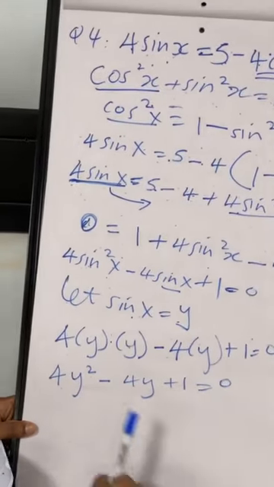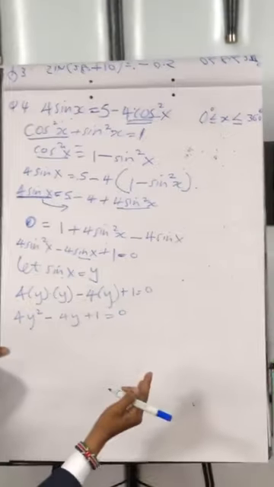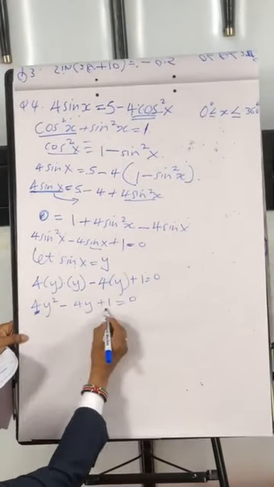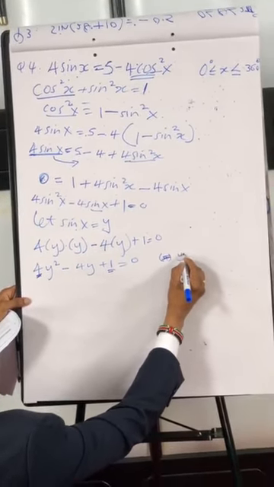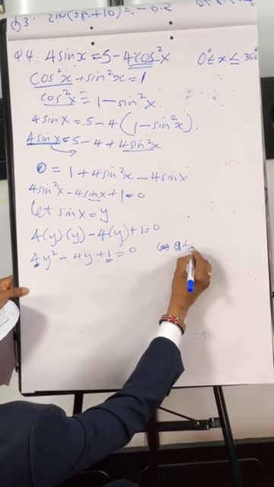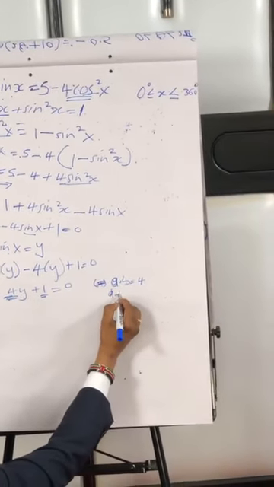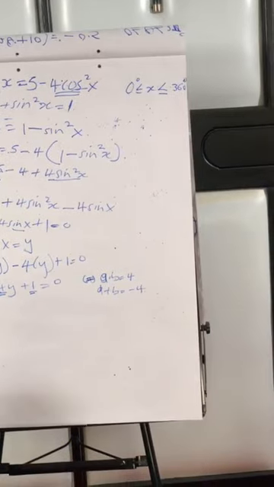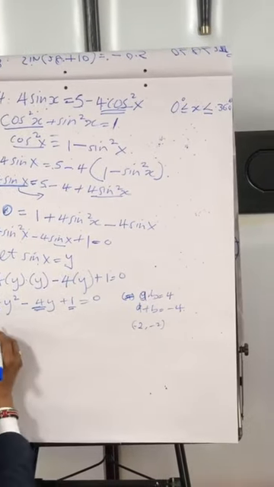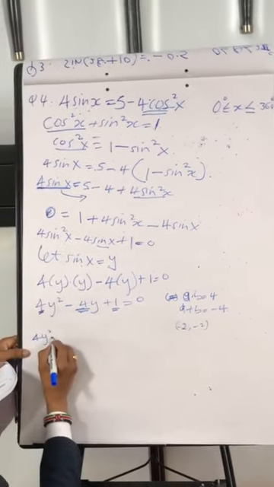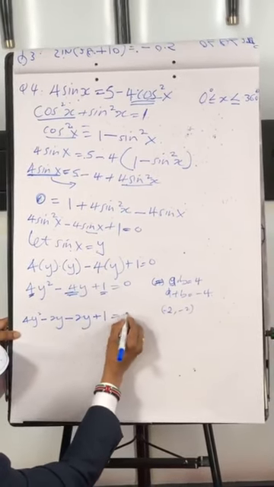Now, this is a quadratic equation. We just factorize this. So look for two numbers again. When you multiply them, it gives you 4 times 1, which is 4. Let's say a times b gives you 4, and when you add them, gives you negative 4. So the two numbers here are negative 2 and negative 2. Therefore, when you factorize this, it becomes 4y squared minus 2y minus 2y plus 1 equals 0.